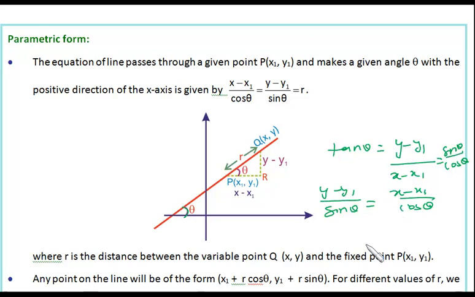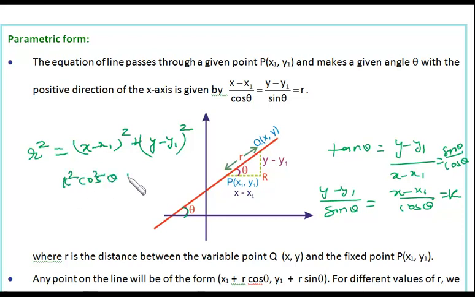Now see this important thing: r is the distance between these two points. Basically, the distance between two points is given by r square is equal to (x minus x1) whole square plus (y minus y1) whole square. If we assume this ratio to be k, then (x minus x1) whole square will be k square cos square theta, plus (y minus y1) whole square will be k square sin square theta. So r square is equal to k square.